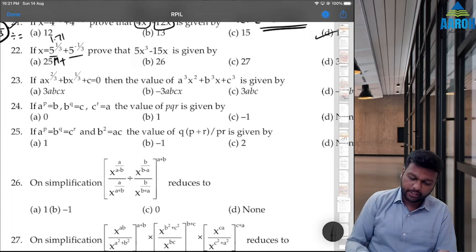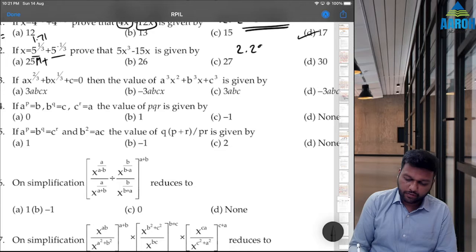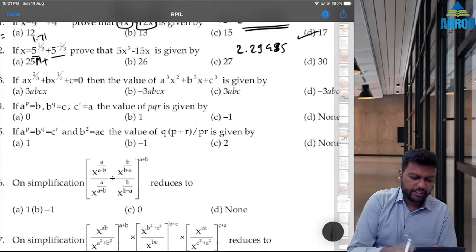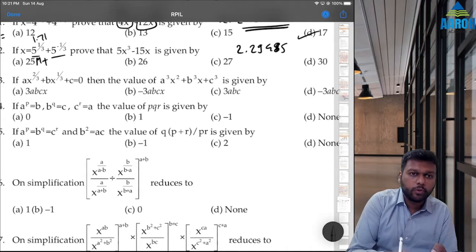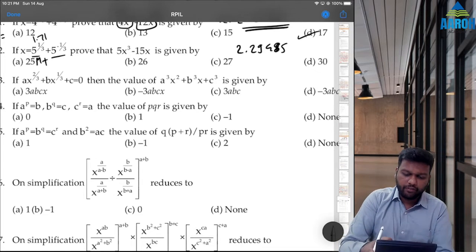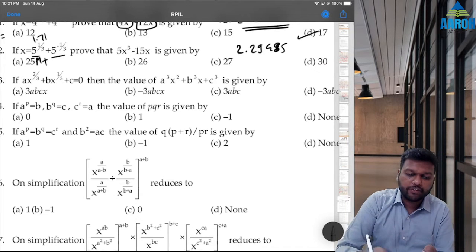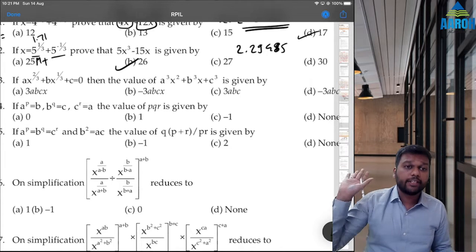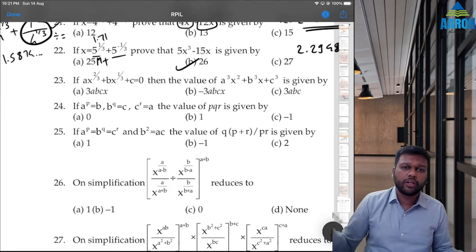If you press MRC, you get 2.29485. Check if you are getting this, 2.29485. Then 5x cube is 2.29485 into equal to into 5, M plus. Then 2.29485 into 15, M minus. If you press MRC, you get 26.00. So 26 is the correct answer. That's it. That's how fast you should be, so that you are able to do it in 1 minute.